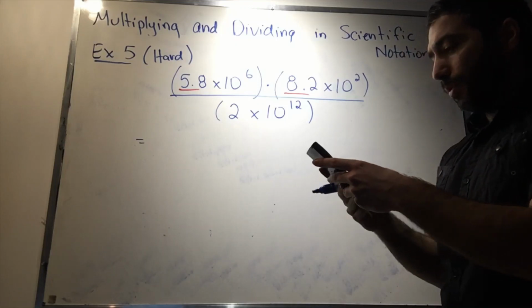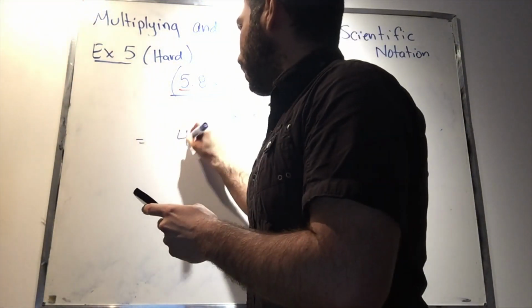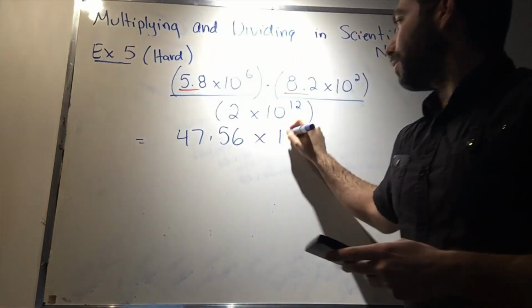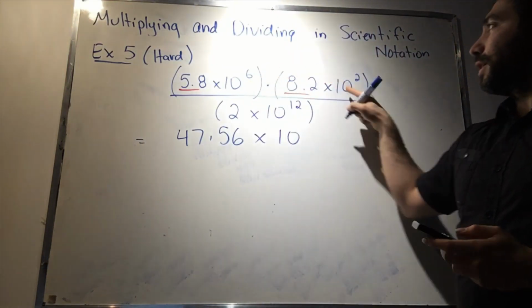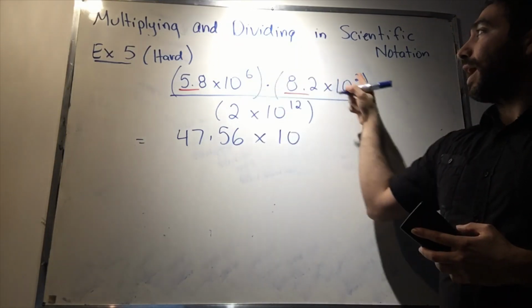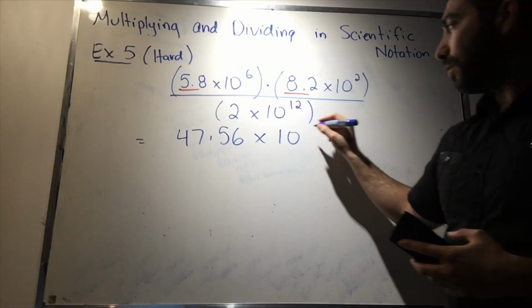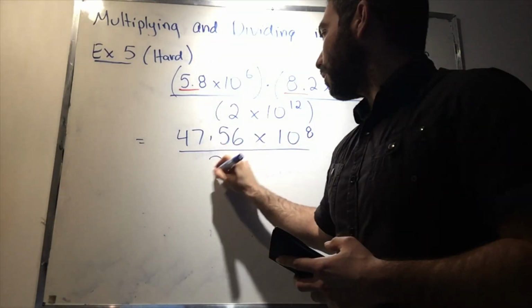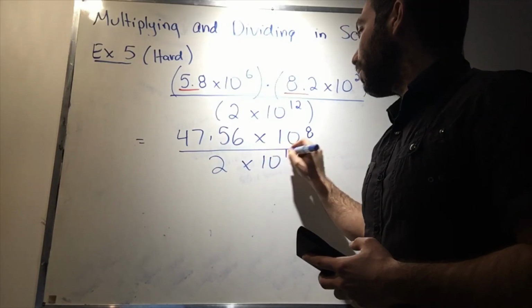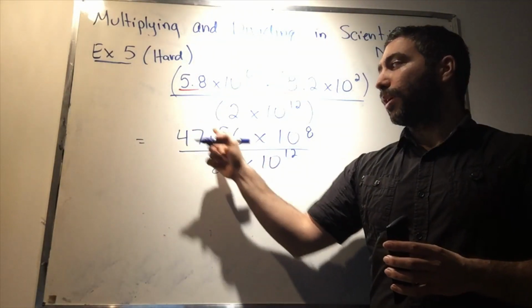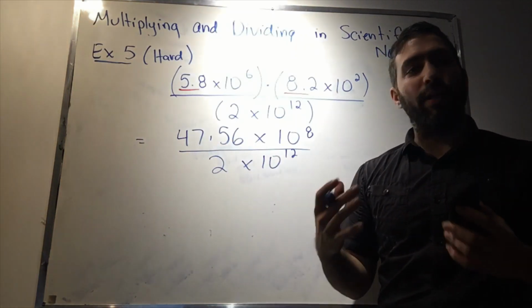5.8 times 8.2, we get 47.56 times 10 to the, here we have exponent 6, here we have 10 to the exponent 2. Since we're multiplying, we have to add the exponents, so 6 plus 2, so we get 8. All this divided by 2 times 10 to the 12th. Okay. So our answer is not in scientific notation. We got 47.56, but it's okay because we're not finished.